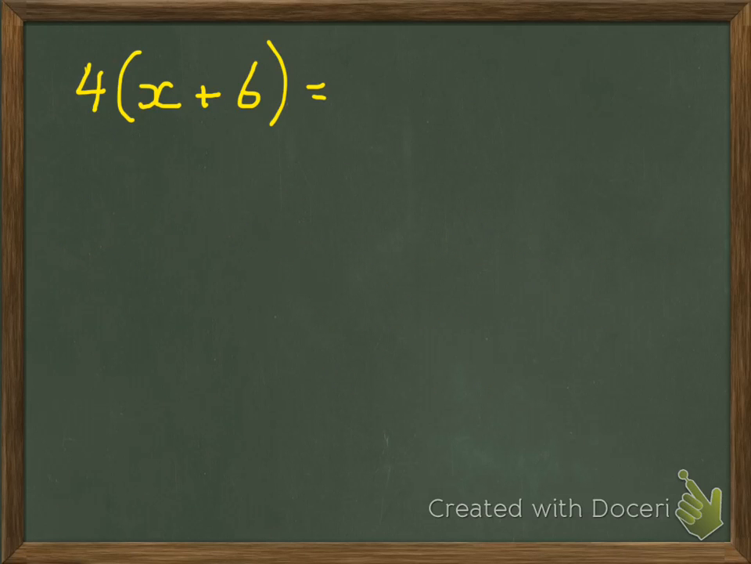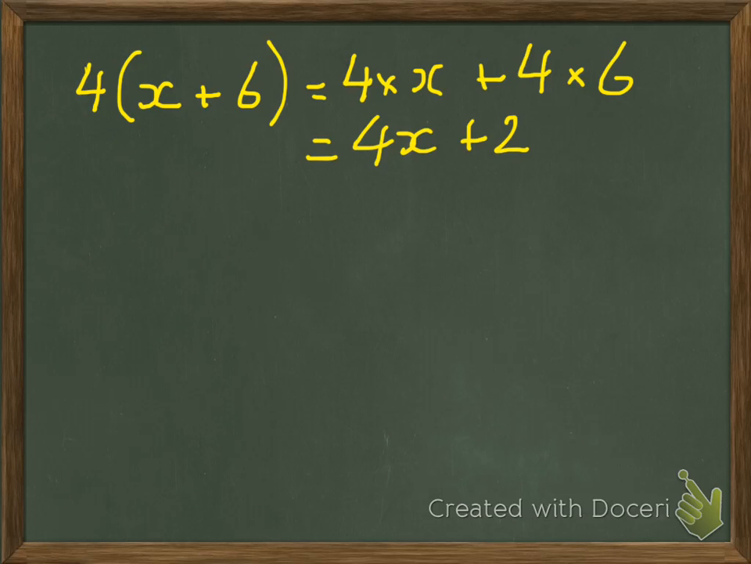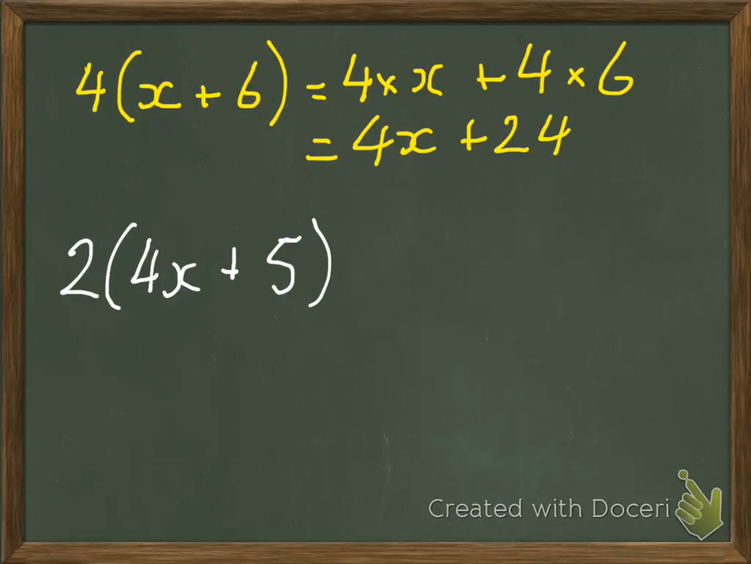Okay, the next one, so pause it here, and here we go, it's the outside times the first thing in the bracket, which is x, plus the outside times the next thing in the bracket, which is 6, which is 4x plus 24. Okay, here's the next one, and just pause it and come back when you've had a go.